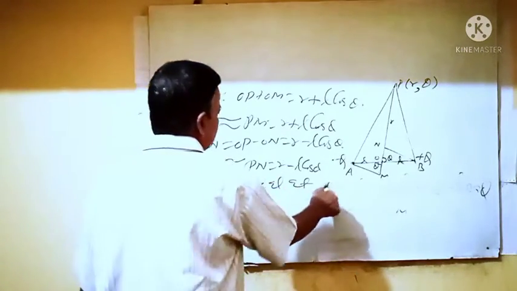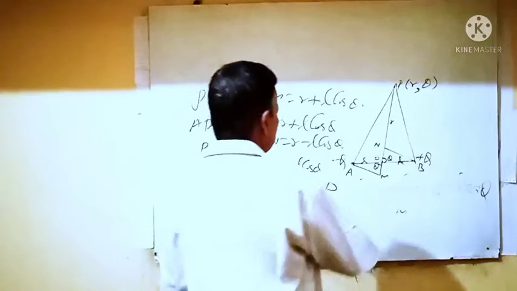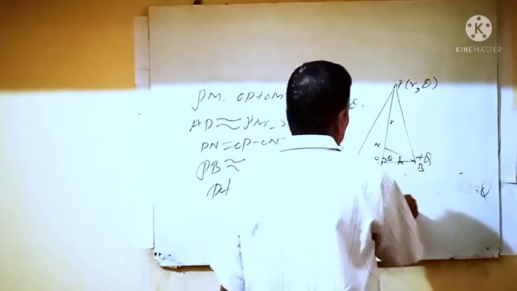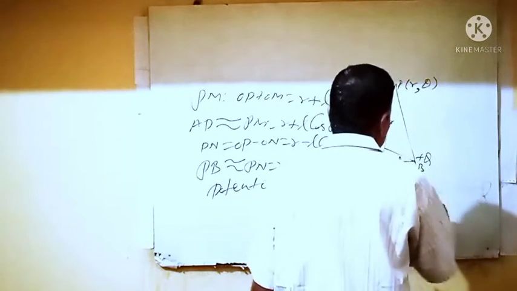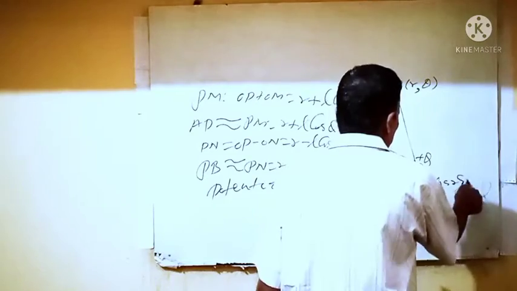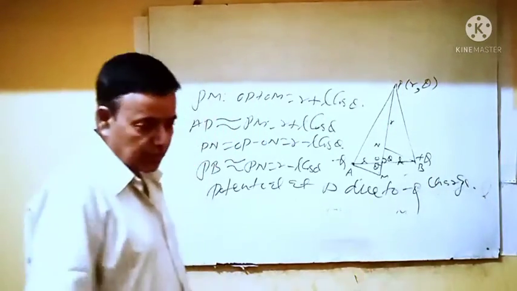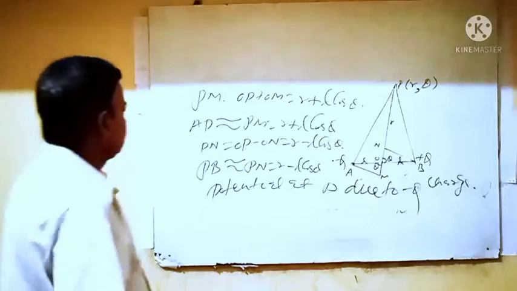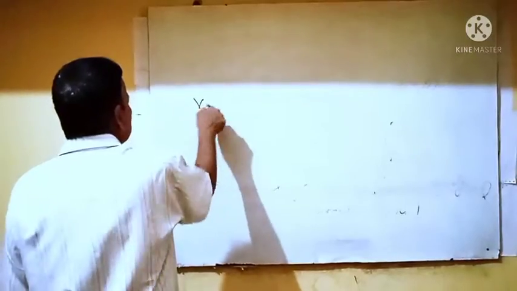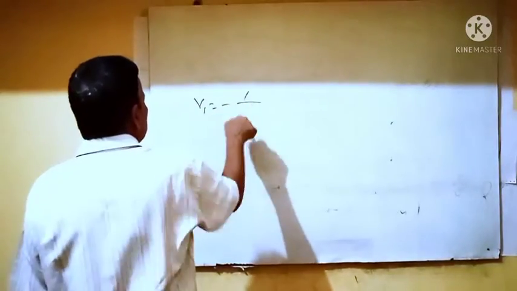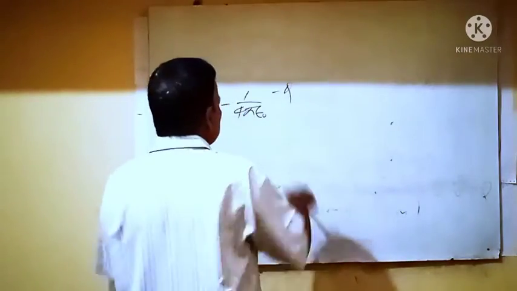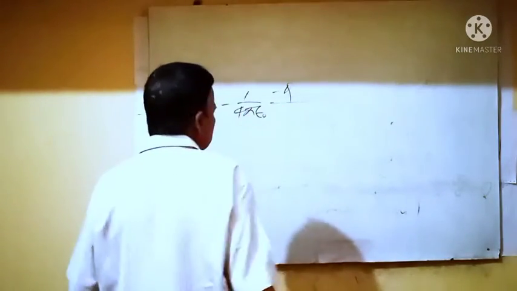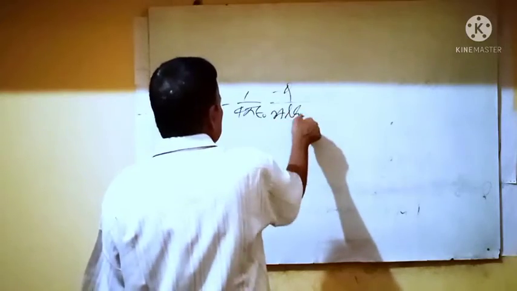Potential at P due to the minus q charge: V1 is equal to 1 by 4 pi epsilon naught times minus q divided by r plus l cos theta.